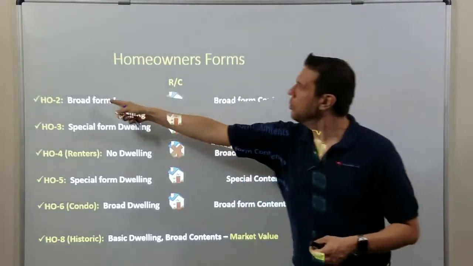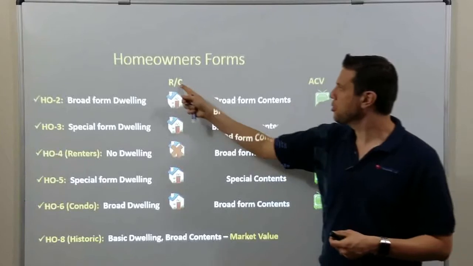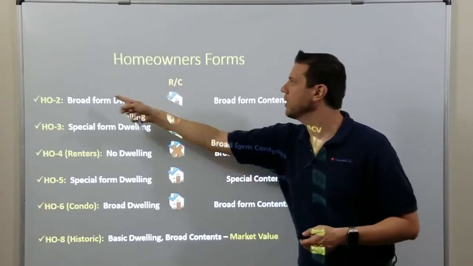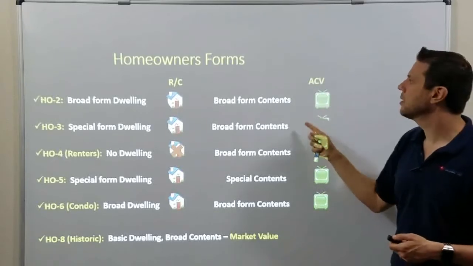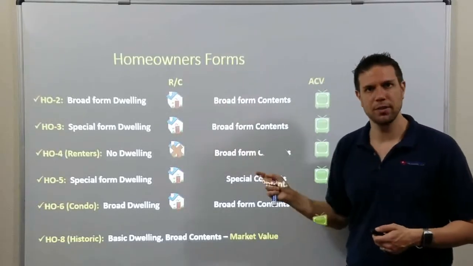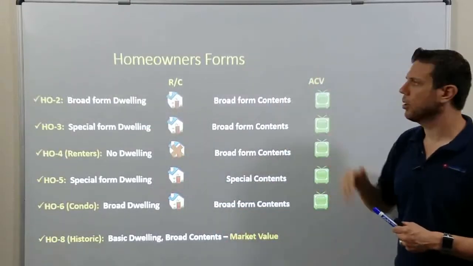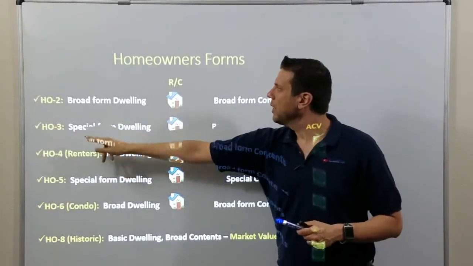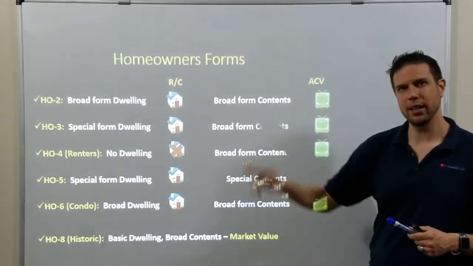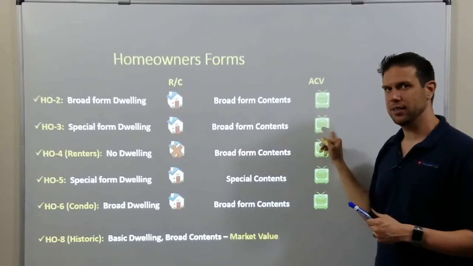The HO2 is a broad form policy. That means that your structure, coverage A, is covered for the broad perils, and your contents are covered for the broad perils. An HO2 is broad coverage A, broad coverage C. An HO3 special is special coverage A, structure, broad coverage C, contents.